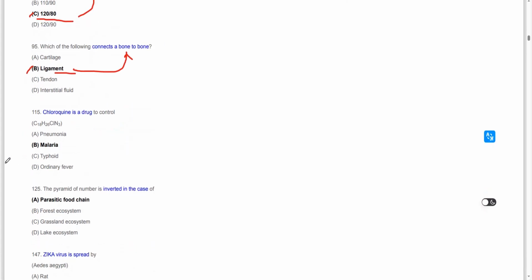Moving on to the next question. Chloroquine is a drug to control malaria. And the chemical formula for that would be C18H26ClN3. So chloroquine is a drug to control malaria.